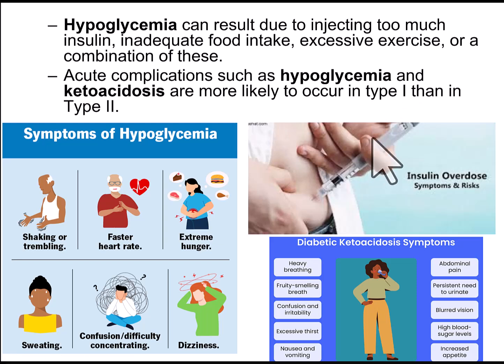Acute complications such as hypoglycemia and ketoacidosis are more likely to occur in type 1 than type 2. It doesn't say a type 2 couldn't be in ketoacidosis, but it has to be really extreme for a type 2 diabetic to experience ketoacidosis. And there are a number of symptoms with hypoglycemia, including shaking or trembling, faster heart rate, extreme hunger, sweating, confusion, difficulty concentrating, dizziness. These are all indications that your blood sugar could be really, really low.